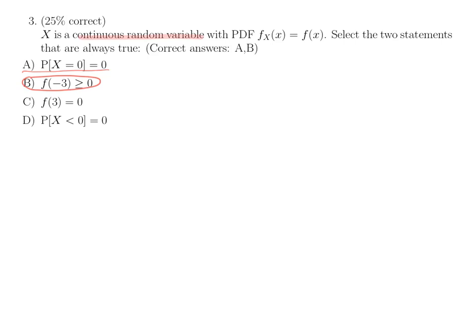Okay, so we have some comments here. Tim says, "Isn't D also true?" And the answer is no, because we don't know if it's non-negative. This is the version that deletes the words non-negative, so the probability X less than 0 could be bigger than 0.